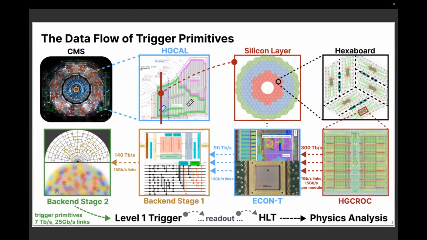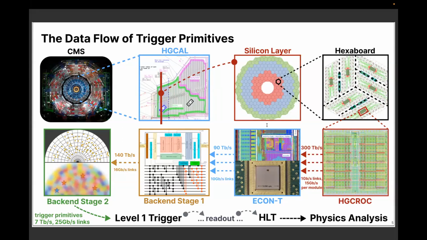Regarding the data flow of trigger primitives, which is what constitutes the building blocks of what comes later in the online trigger system of CMS and what is used to make a decision of whether an event should be kept or not, the data flows roughly as in this sketch. So it all starts in CMS and then in one of the subdetectors, the HGCAL as described. Although all the subdetectors of CMS have their own set of trigger primitives.